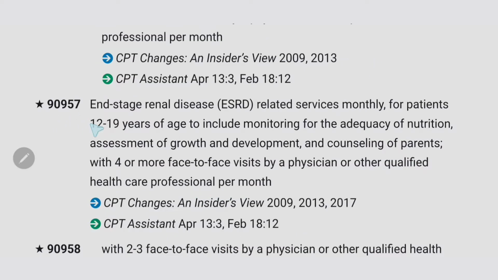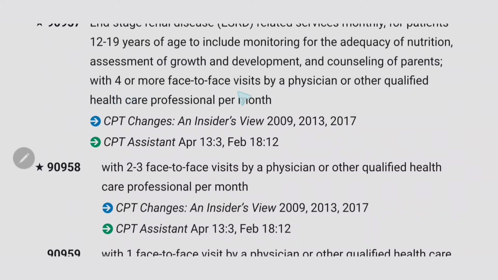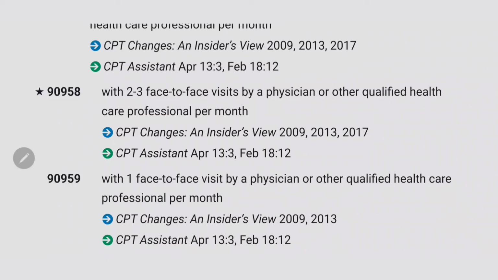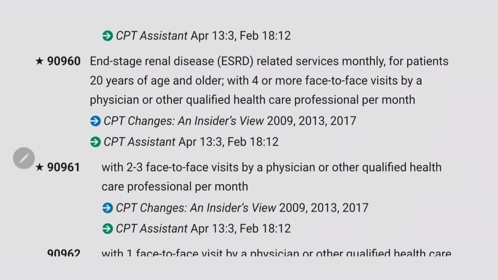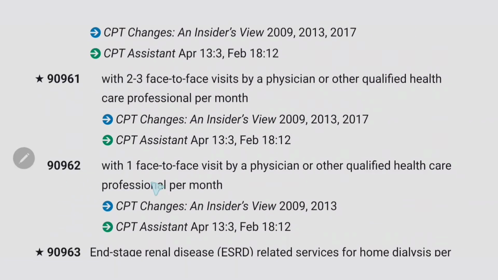And 90957 is for patients 12 to 19 years of age. This is for 4 or more face-to-face visits. This is for 2 to 3 face-to-face visits. And 90959 is for 1 face-to-face visit. 90960 for patients 20 years of age and older, 4 or more face-to-face visits. 90961 for 2 to 3 face-to-face visits. 90962 with 1 face-to-face visit.